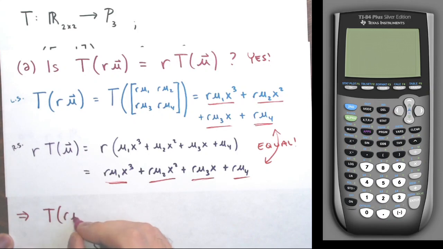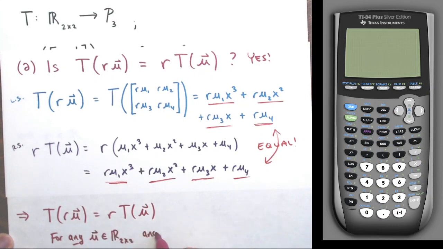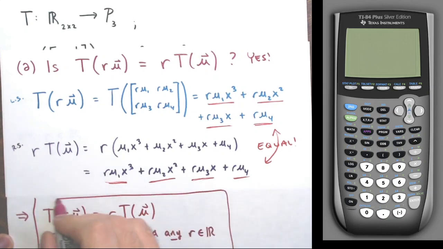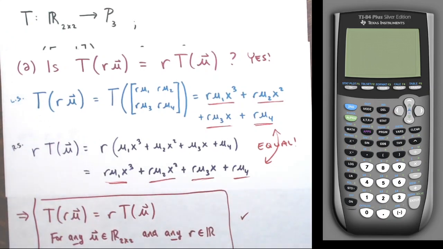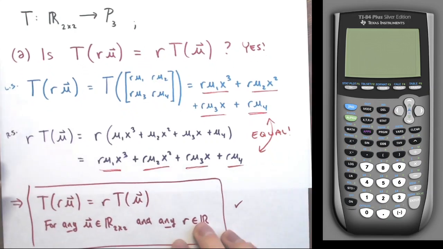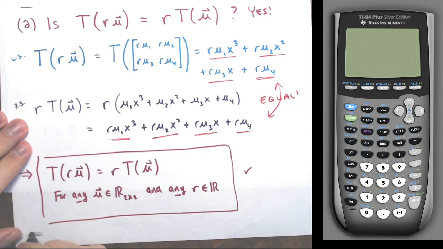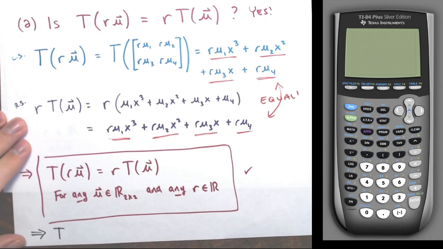Therefore, t of r times u is equal to r times t of u, for any vector u, for any vector from the domain, from R2 by 2 there, and any scalar r belonging to the real numbers. All right, so check on that. The homogeneity property holds, the additivity property holds. So we can finally at the end here say, therefore, T, that transformation called T here, is a linear transformation.